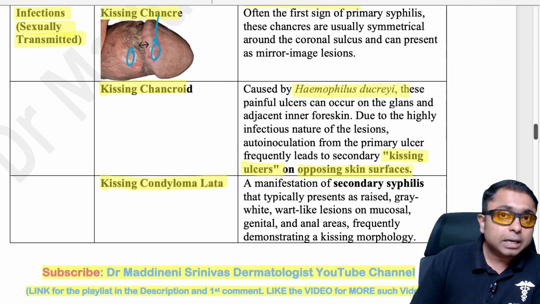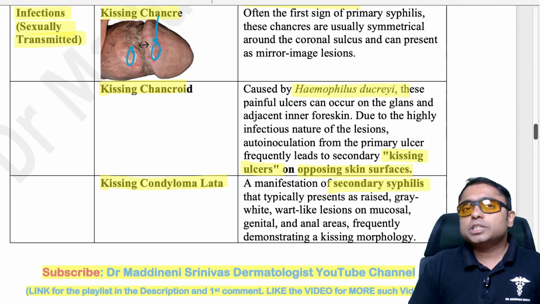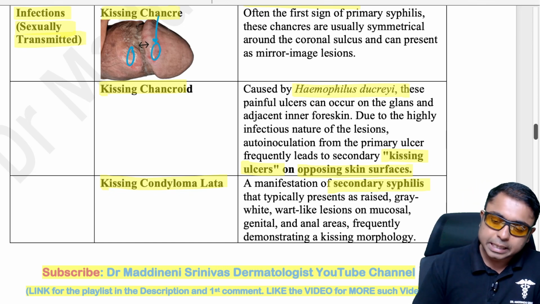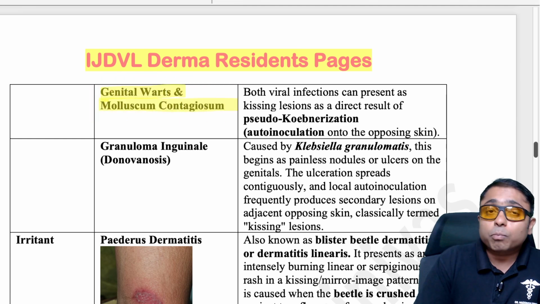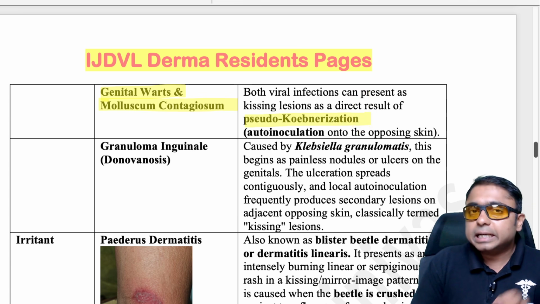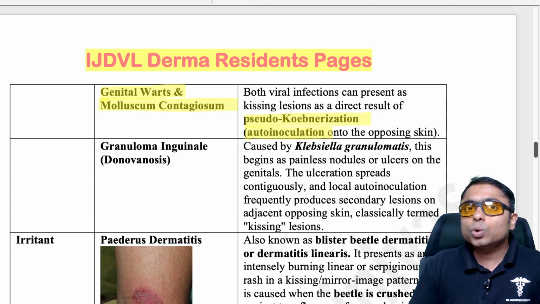Kissing condylomata lata, which is basically secondary syphilis, where we are going to have the broad-based moist lesions, especially over the opposing skin surfaces. In the genitalia, they are most commonly seen. And also you can see genital warts and molluscum contagiosum in mirror image locations. Basically the concept behind this is auto-inoculation, which is described as pseudo-kissing.